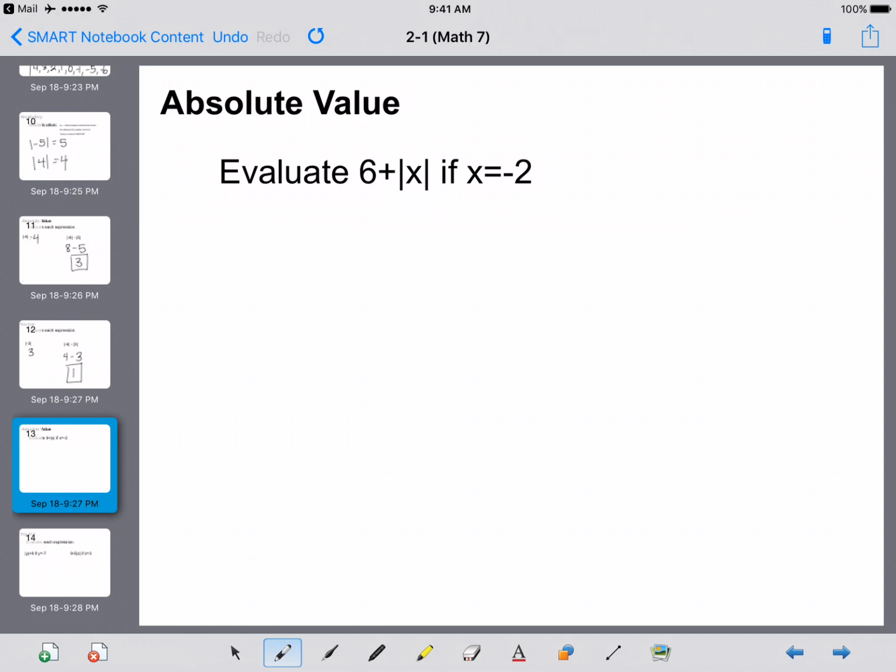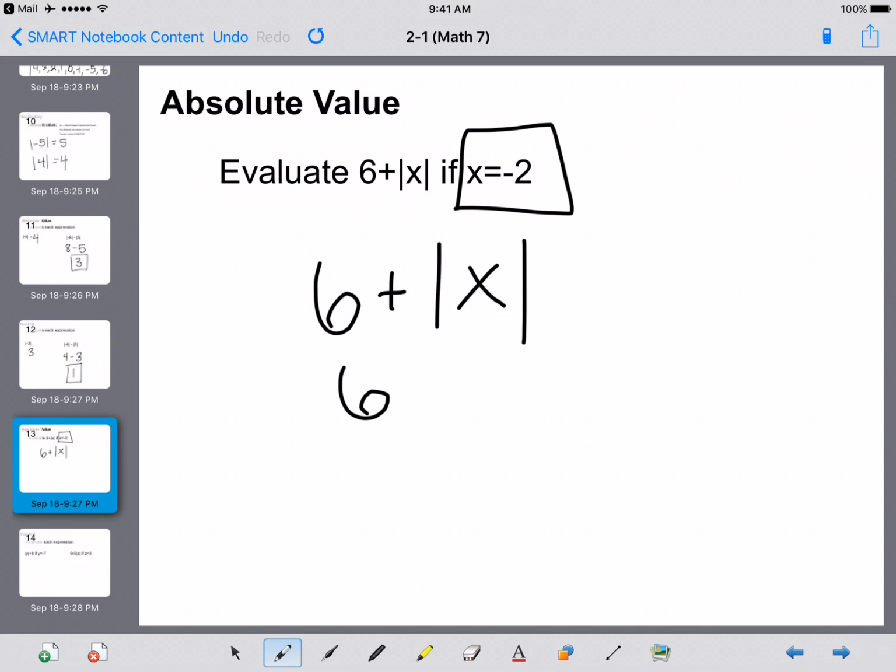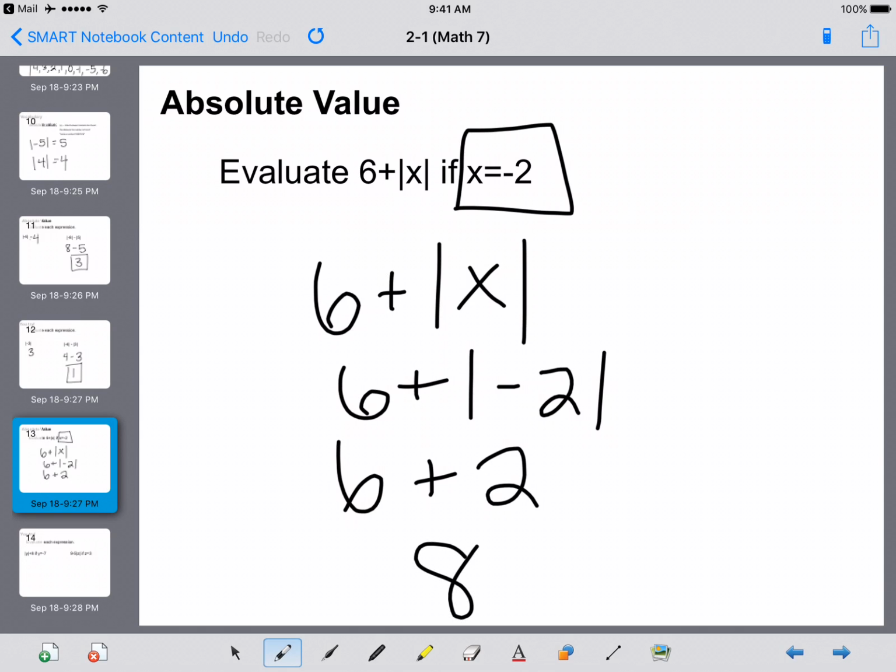So now we're going to evaluate when there's a variable. So we have 6 plus the absolute value of x. Now x is telling us it's -2. So 6 plus the absolute value of -2. The absolute value of -2 is +2 and 6 plus 2 is 8.